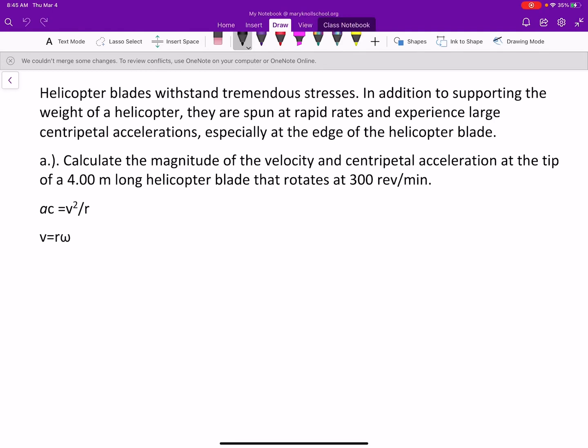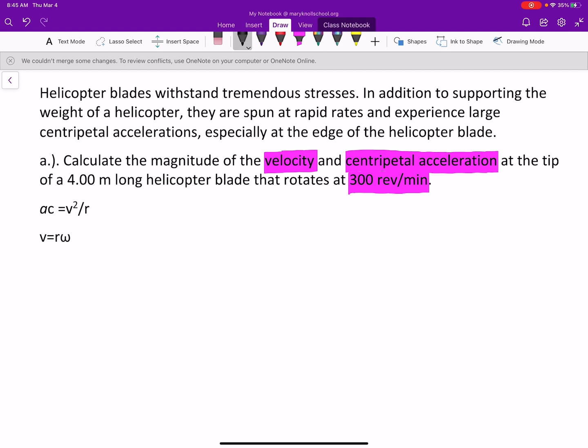Okay, so let's go ahead and solve for this one. So we're looking for velocity and centripetal acceleration. All right, and it gives us the angular velocity, which is 300 revolutions per minute. But that's not in standard units, so let's go ahead and switch that first.